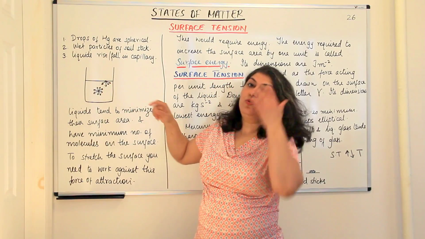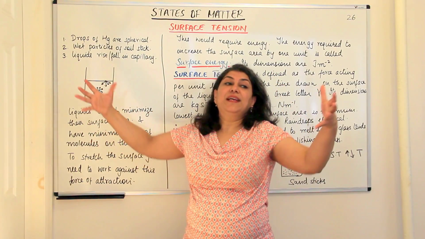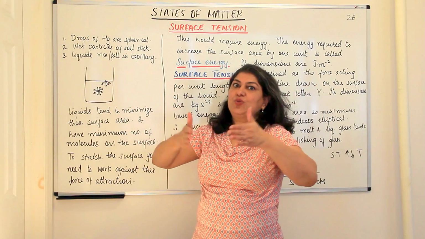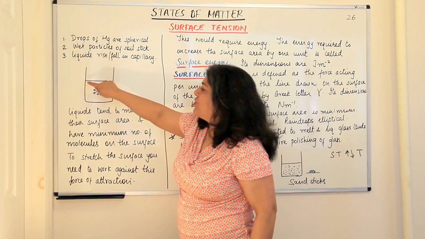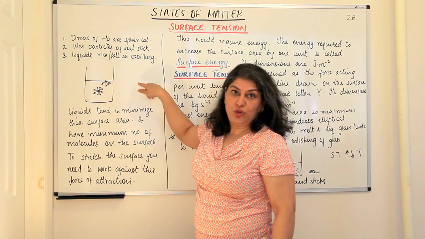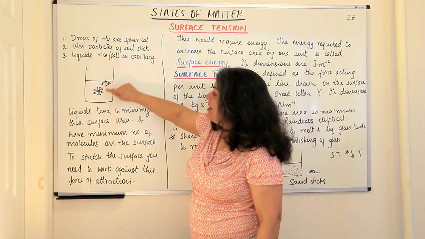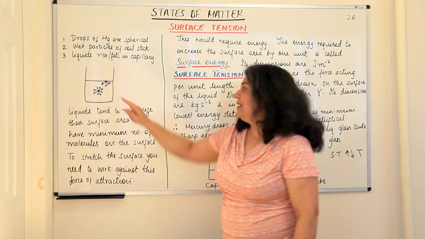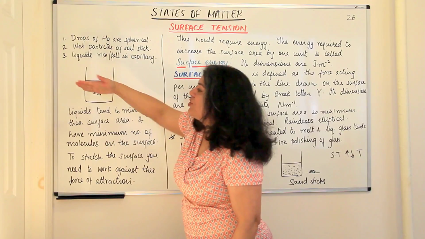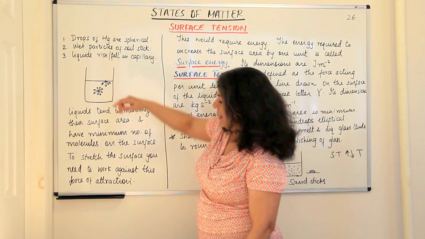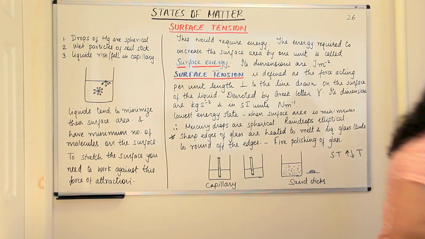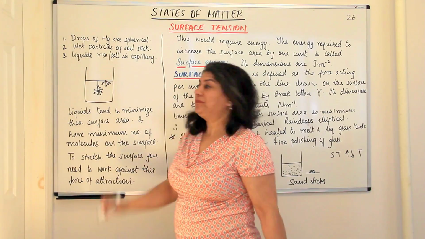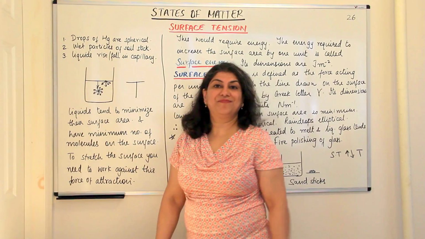Why? Because the molecules which are present on the surface of a liquid tend to be attracted only towards the center. They are being attracted towards the inside. So if you imagine the surface to be a straight line on top, then this force is pulling it perpendicularly downwards. This force, the attraction, is perpendicular to the surface.